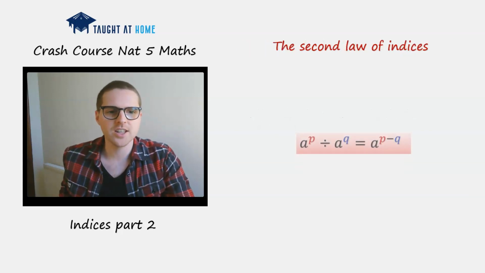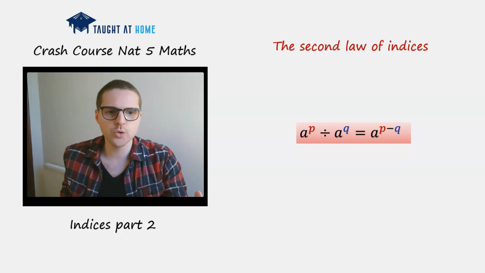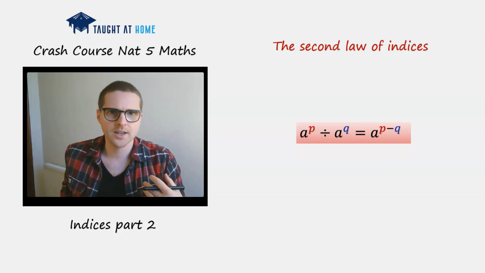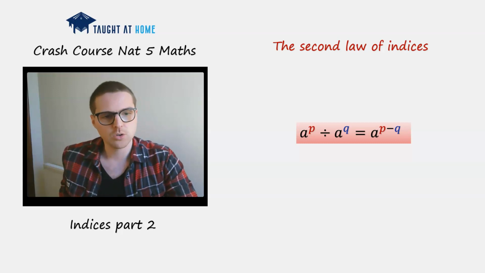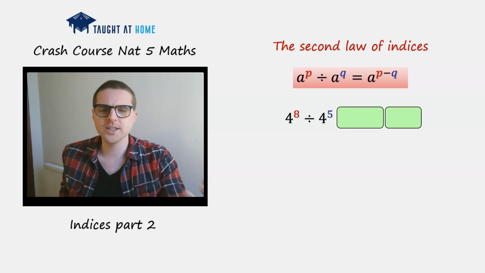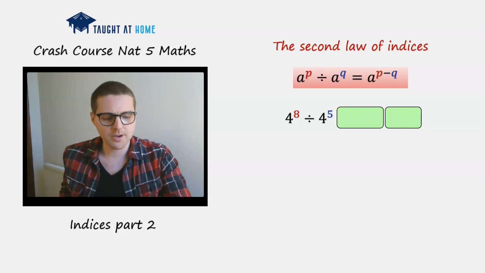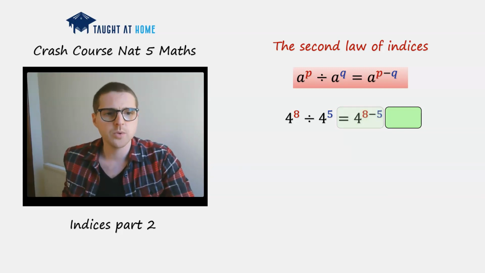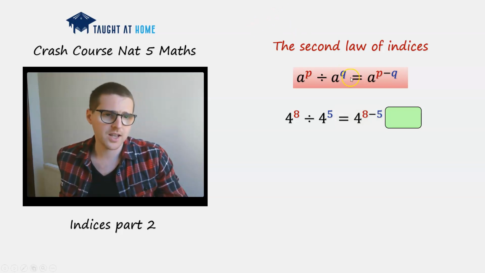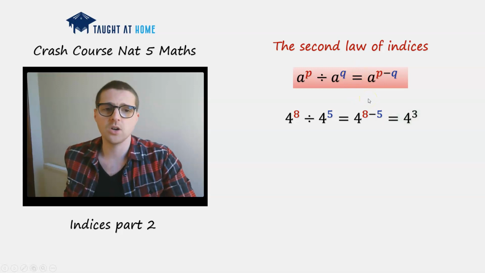So the second law of indices states that when we're dividing two numbers of the same base, what we're going to do is we're going to subtract the indices. So let's have an example of this. Say we have 4 raised to the power of 8 divided by 4 raised to the power of 5. What we can do is we can say that it's going to be 4 and we're going to subtract the indices here. So we're going to have an index of 3.